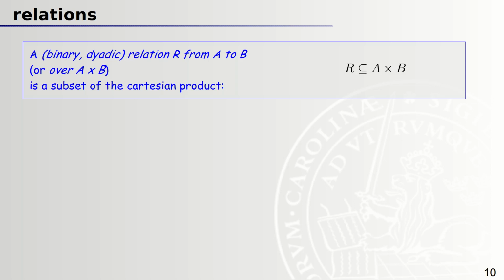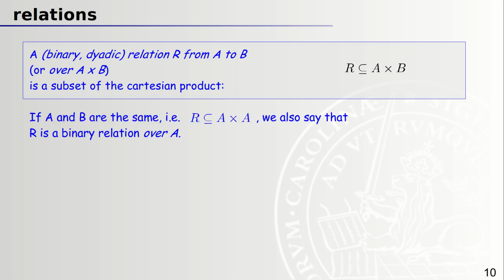Often, a relation relates elements of the same set to one another, so the two sets connected by such a relation are really the same set A, and the relation is a subset of A cross A, or A square. In that case, we also say that it is a relation over A.